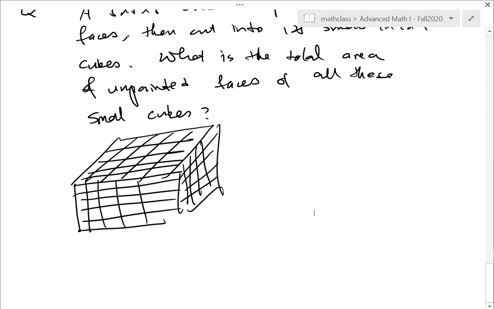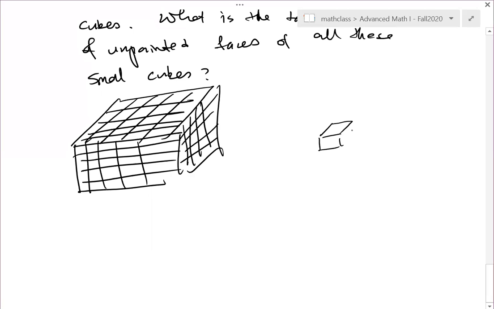After you cut them, you get those little cubes. Some cubes have only 2 faces painted. If you have ideas, please let me know.